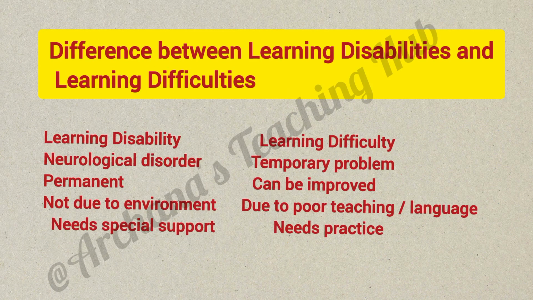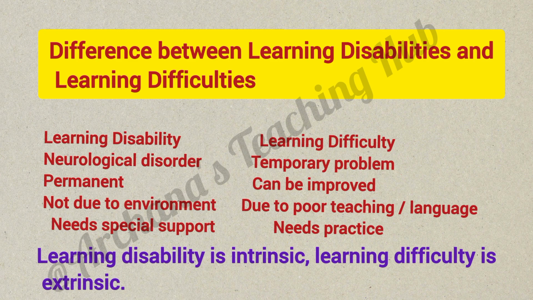Now we will learn learning disability versus learning difficulty. Learning disability is a neurological disorder and a learning difficulty is a temporary problem. Learning disability is permanent. Learning difficulty can be improved. Learning disability is not due to environment. Learning difficulty is due to poor teaching and language. Learning disability needs special support. Learning difficulty needs practice. Learning disability is intrinsic, learning difficulty is extrinsic.